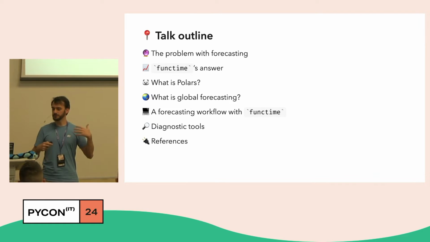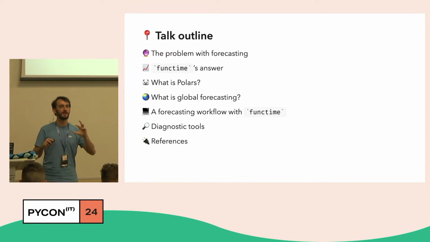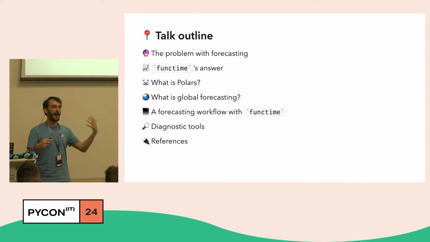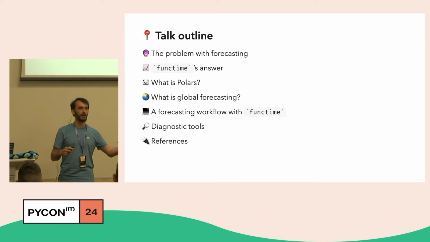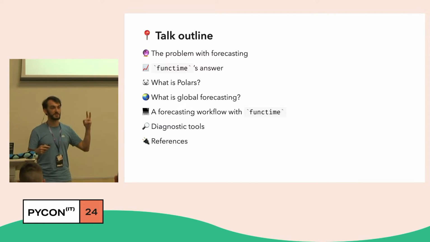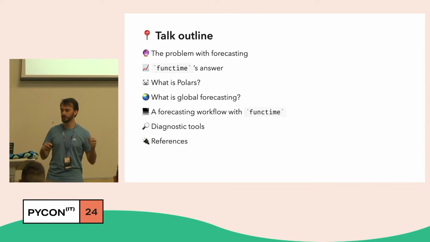So my goal for today is to briefly introduce you to one of my domains, which is forecasting, and how it can be seen as a problem in a broader sense, in terms of the whole machine learning process. And then see how functime attempts to offer a somewhat opinionated, biased solution that works for 90% of the use cases. Then I will follow up with the two ingredients that make this possible: Polars, of course, and then one of the latest trends in forecasting, which is global forecasting.